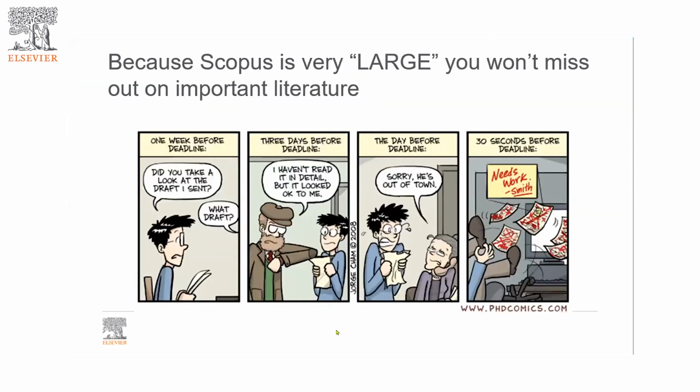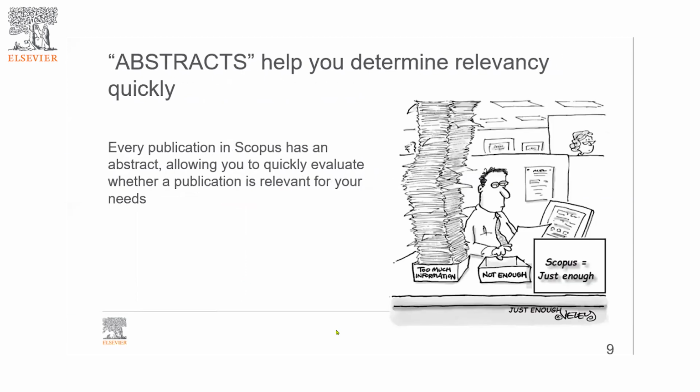One of the most important reasons is the comprehensiveness of Scopus. It's a very large database, which helps you ensure that you don't miss out on important literature. When you're doing your literature research, you can be sure that you have covered globally the most important publications within that specific field. Another important reason is that Scopus provides abstracts, which help you to be more efficient in your research. It's a quicker way of distinguishing whether a publication is relevant to your specific topic.